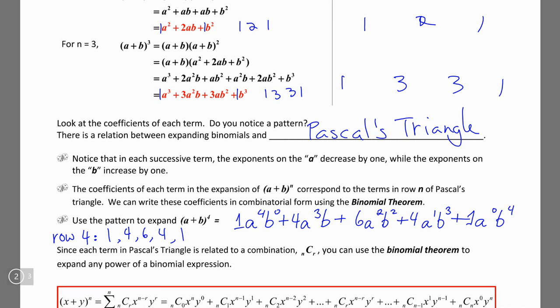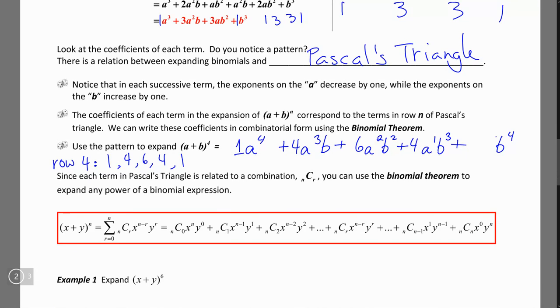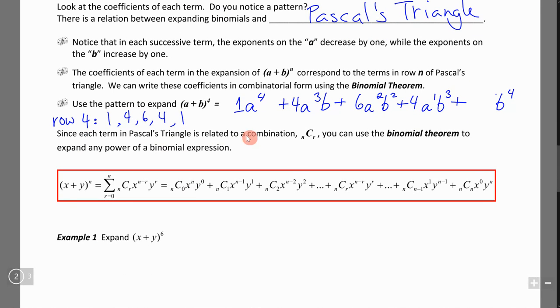Now in proper mathematical form, we don't need the b to the power of 0. We can erase that. And we don't need a to the power of 0, we can just erase that. Since each term in Pascal's triangle is related to a combination, you can use the binomial theorem to expand any power of a binomial expression. So even if you're going into a deep number of rows in Pascal's triangle, you don't need to memorize the actual coefficient values. You can just use the combination values. As long as you know what row number you're in, you can use combinations to help you find those coefficients.